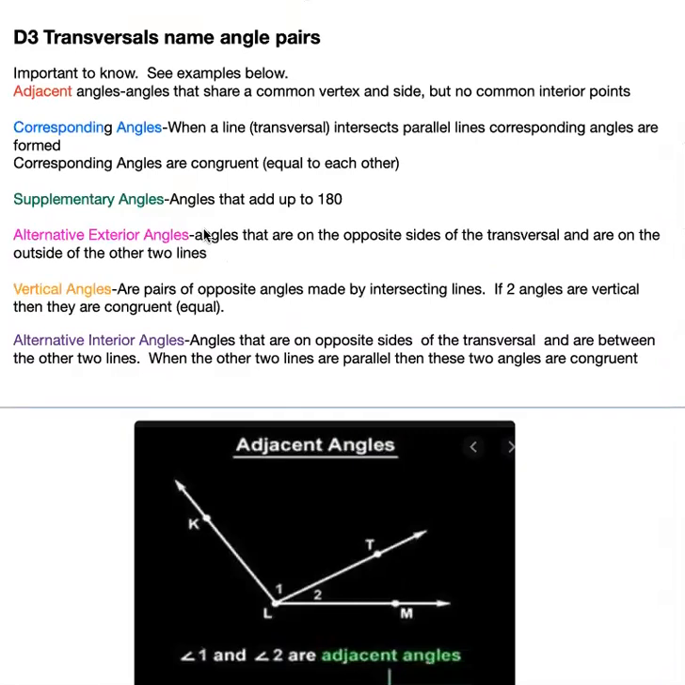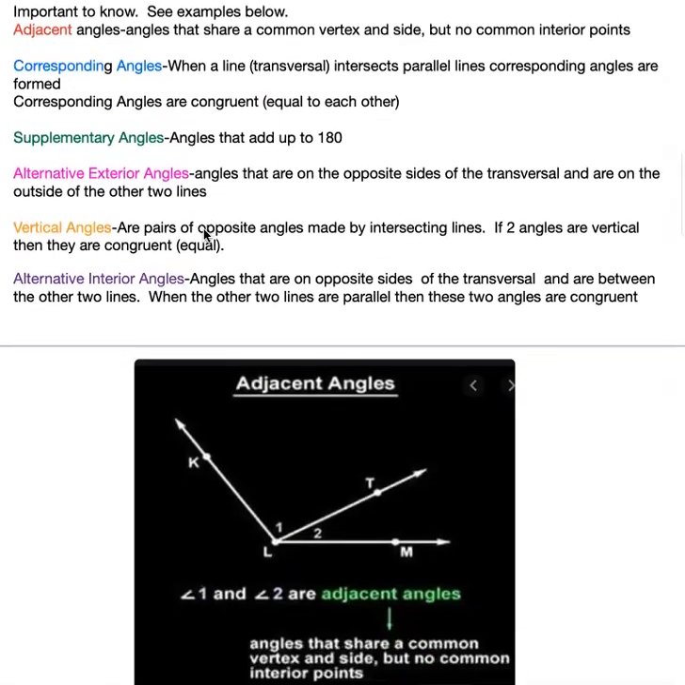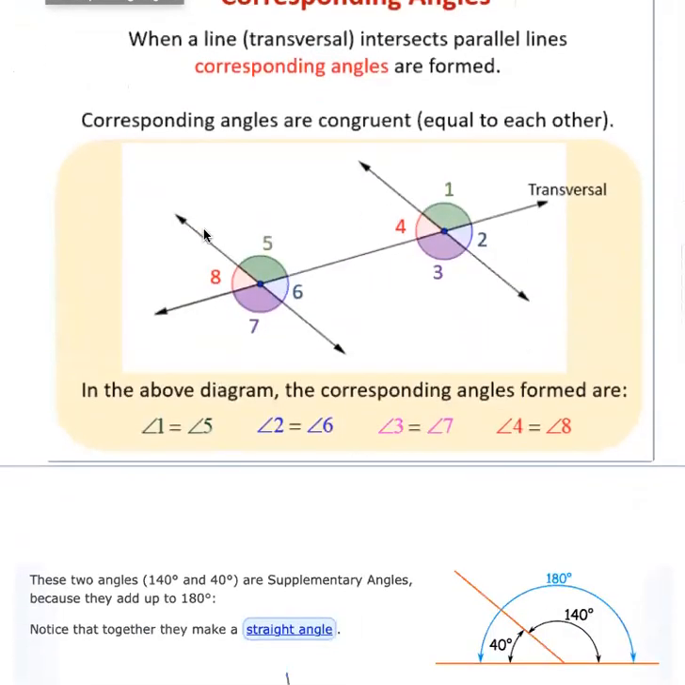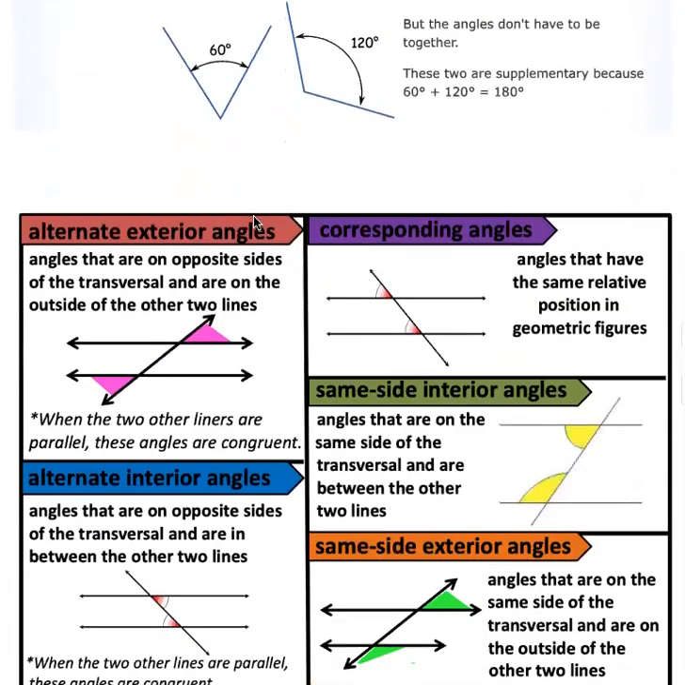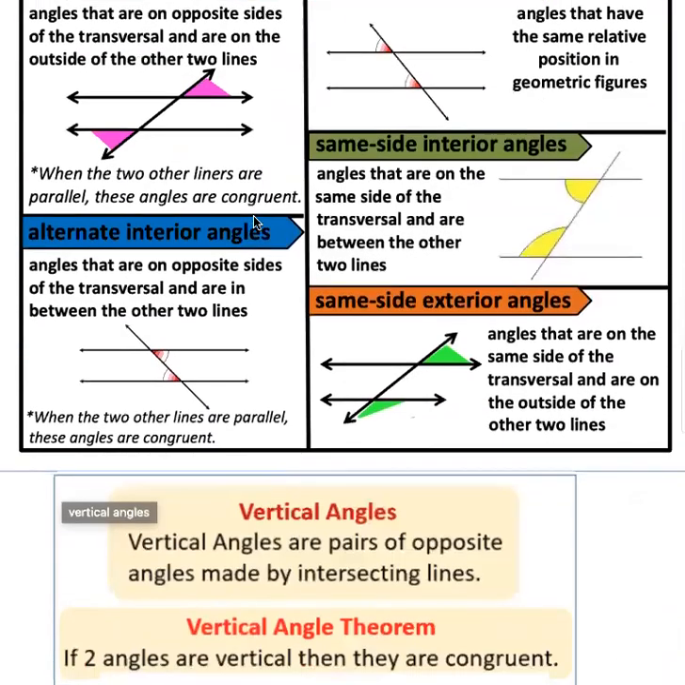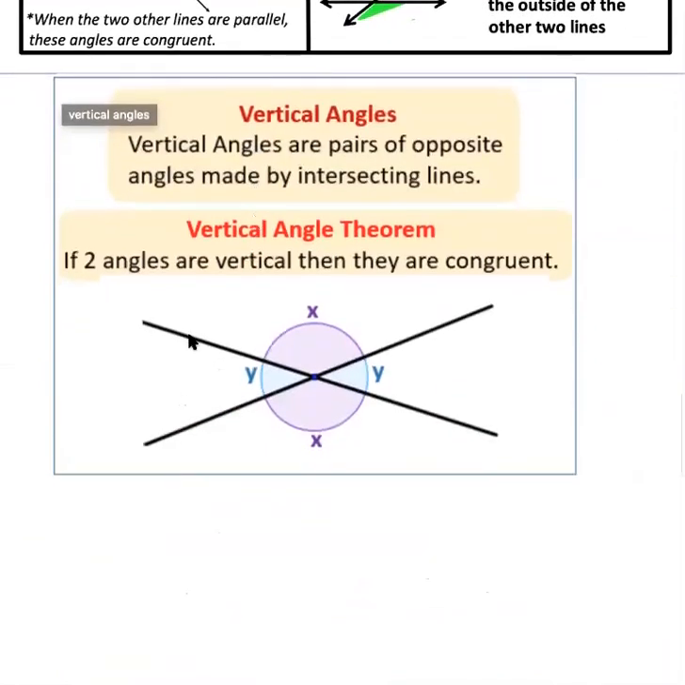Vertical angles are angles that are opposite each other from the intersecting lines. If two angles are vertical, then they are congruent, they're equal. So let's take a look. 5 and 7 would be vertical angles, but let's look down at the example here. The vertical angles here are going to be the two purple, the X and the X, and then the Y and the Y, the two blue. Those are going to be congruent. They're opposite of each other.